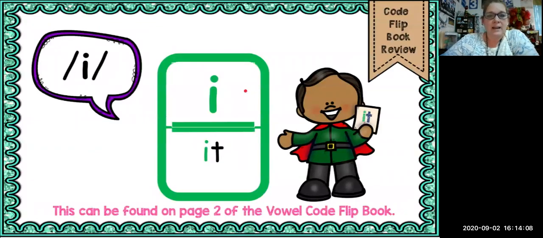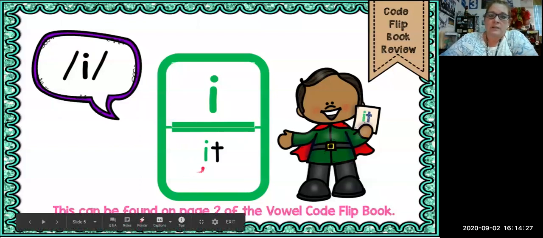The next vowel sound we have learned is the letter that makes the i sound. The I makes the i sound. It's not the only letter that makes the i sound, but it is used a lot, as you see here on the power bar. And it's in the word it.